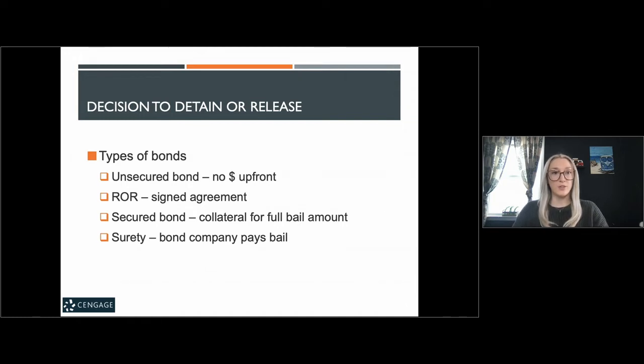So when we look at an unsecured bond, and you're going to want to know the difference between these four, an unsecured bond is where the defendant gives no money up front, but the whole amount becomes due if that offender fails to appear for their next court hearing.